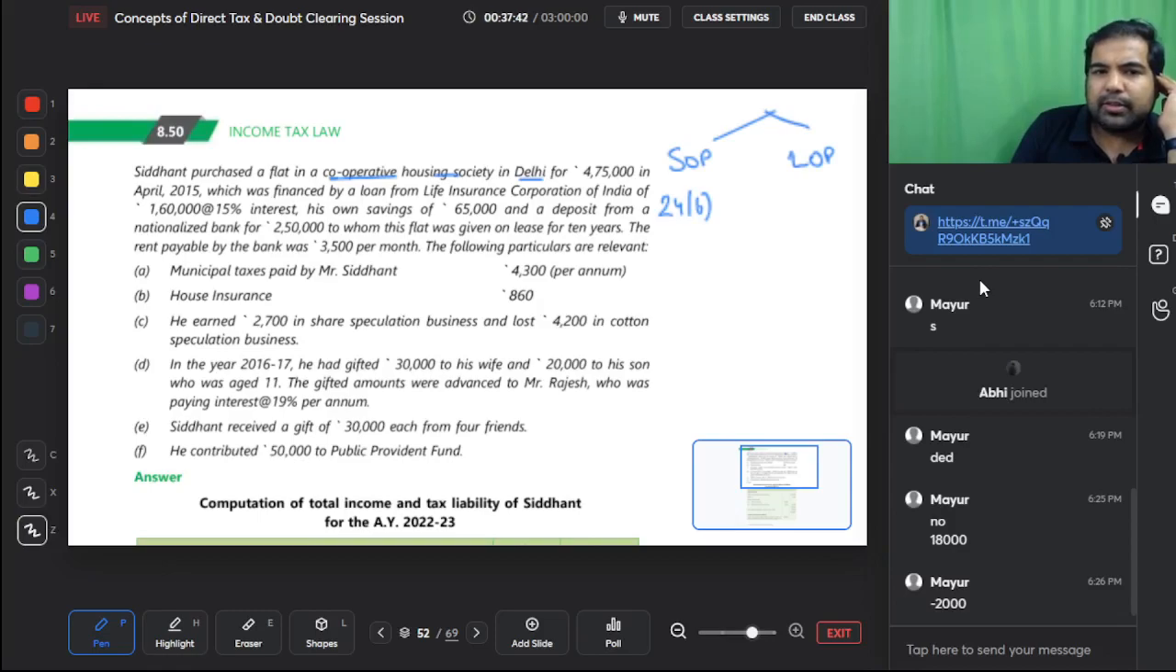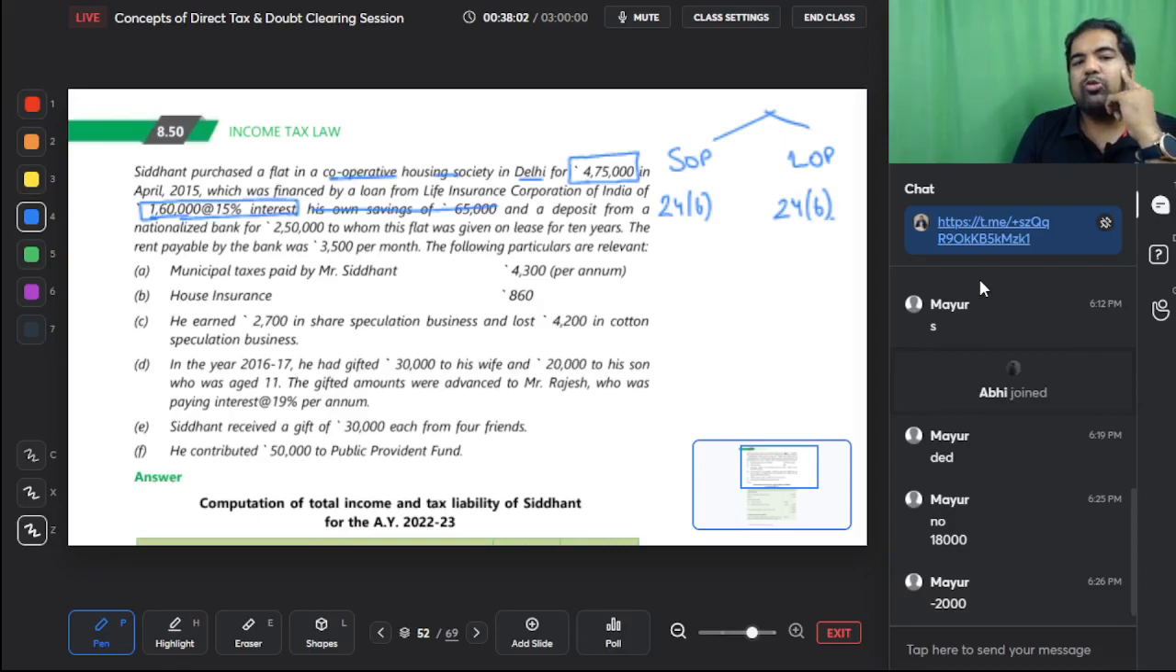So he purchased it for 4,75,000. I don't know how you can get a house in 4,75,000, but that's what they're saying, which was financed by a loan from Life Insurance Corporation of India for 1,60,000 at 15% interest. Guys, this is what will be in 24B wherever it is. His own saving of 65, which is perfectly okay, and a deposit from a nationalized bank to whom the flat was given on lease for 10 years. So definitely LOP, not SOP.